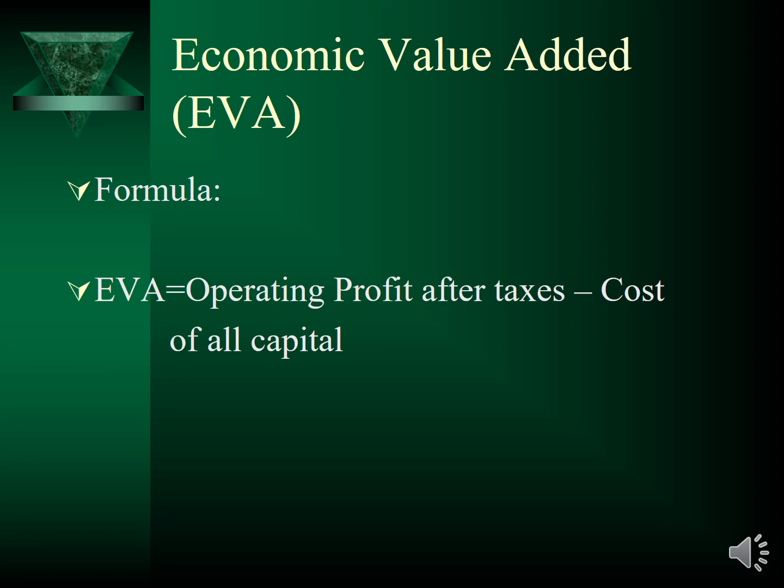So this is the economic value added or EVA ratio, and here we consider the operating profits after tax against the cost of all capital. So when we talk of cost of capital, we are considering the dividend that is paid out to stockholders and the interest that is paid out to bondholders. So let's see an example in the next slide.